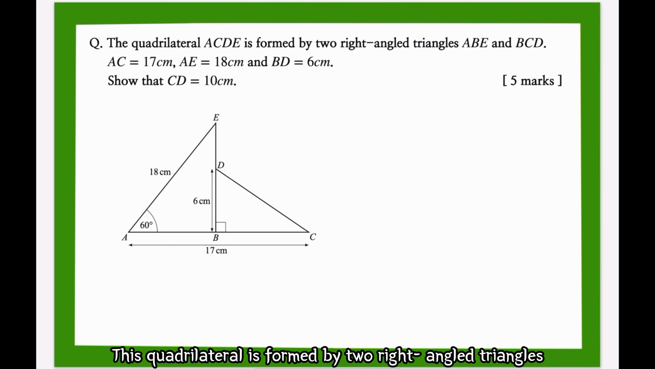This quadrilateral is formed by two right-angled triangles, given that AC equals 17, AE equals 18, and BD equals 6. We now have to show that CD equals 10 centimeters.